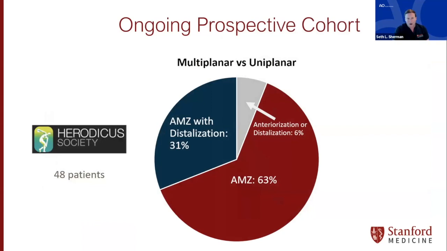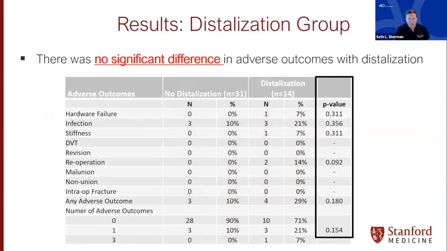We presented our cohort at Herodicus. And I'll show you just a few things here. The most important for this talk is that when we looked at the distalization group versus the AMZ group, there were no warning signs or early problems or differences. And so I was quite comfortable in continuing the evolution.